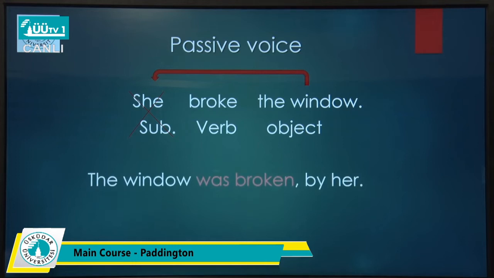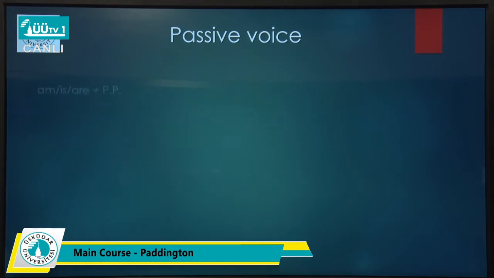As you can see, we have the window, the object, moved to the beginning. Then we made some changes in the form of the verb according to what grammar says, which we will get to in a minute. And then we mentioned the subject at the end, sometimes by using comma plus by and an object pronoun. But imagine my sentence was not necessarily in simple past. What if I have simple present in active? What if I have present perfect in active? How can I make passive out of those sentences? We review them one by one here.